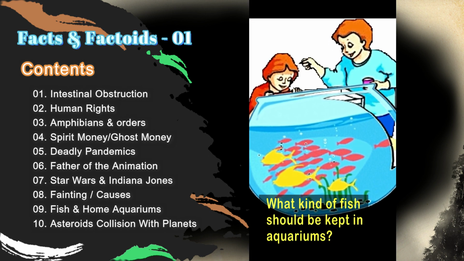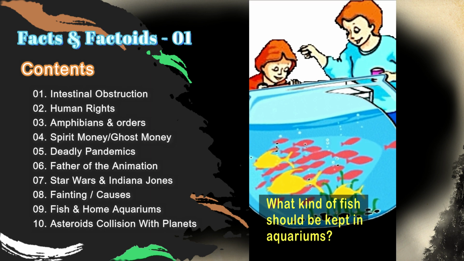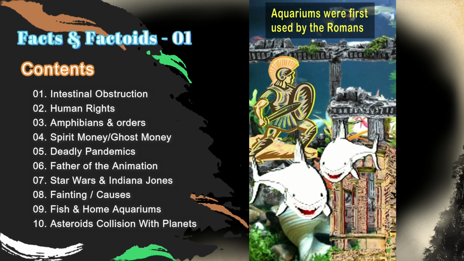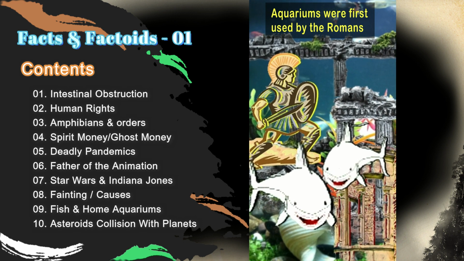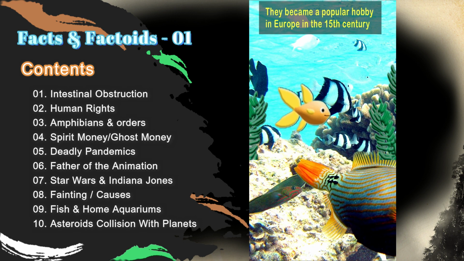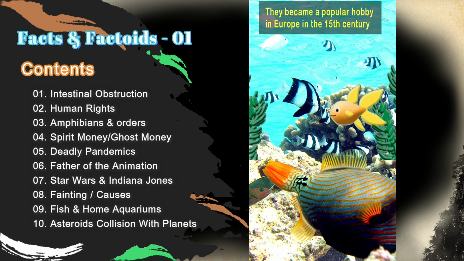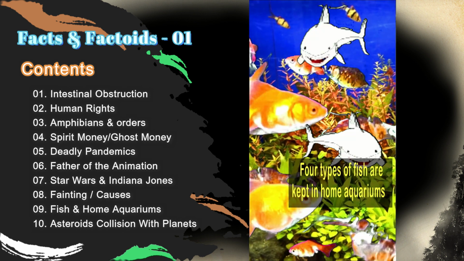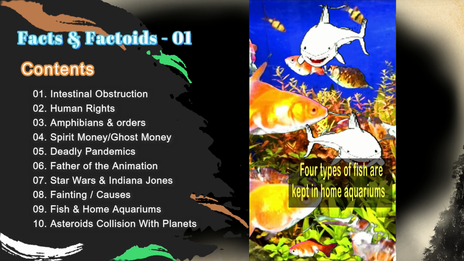What kind of fish should be kept in aquariums? Brief story. Aquariums were first used by the Romans. They became a popular hobby in Europe in the 15th century. 4 types of fish are kept in home aquariums.